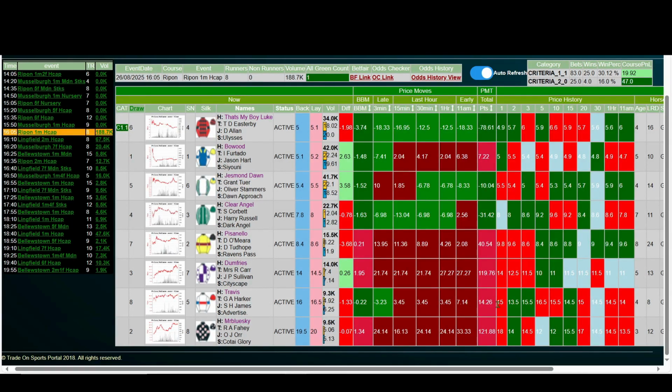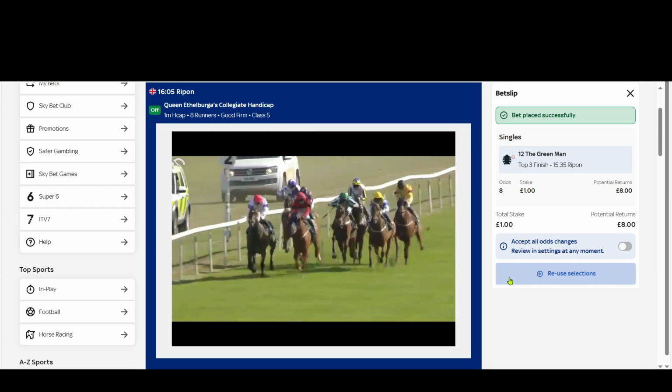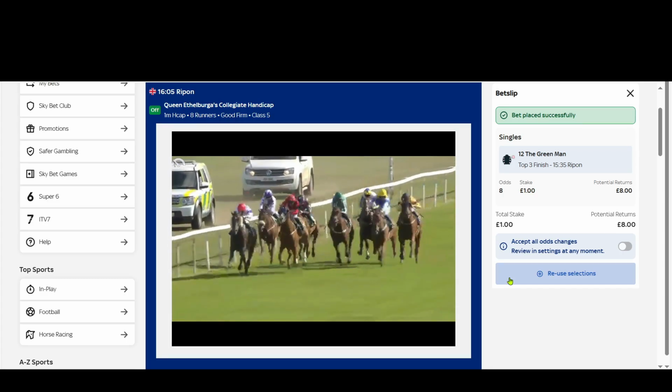Looks pretty clean cut. And Mr. Blue Sky is heading outwards. Let's join the race and see what happens. Mr. Blue Sky and Clear Angel and Dumfries behind those.